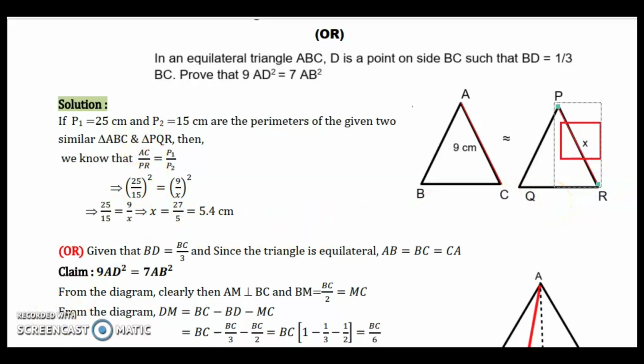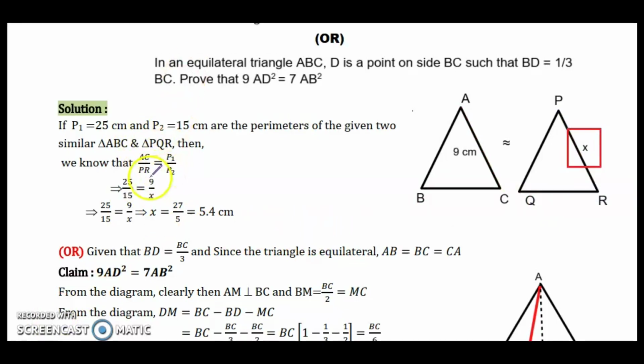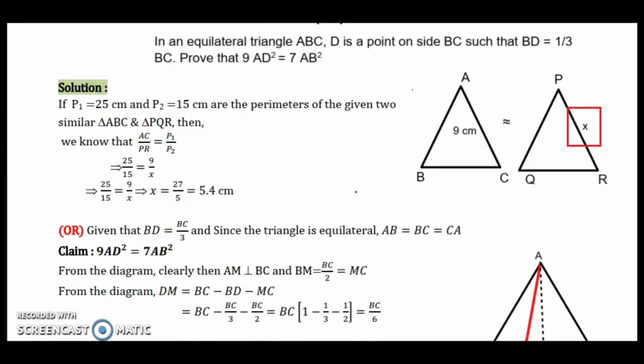Right. So substitute all the values whatever we have. AC by PR equal to 9 by x, and P1 by P2 is going to be 25 by 15. Therefore 25 by 15 equal to 9 by x. That means x is equal to 5.4 centimeters. Right? Now let us move on to the next question.